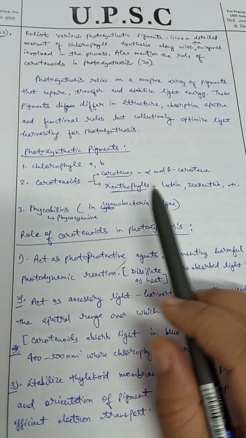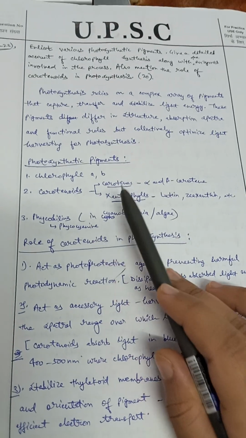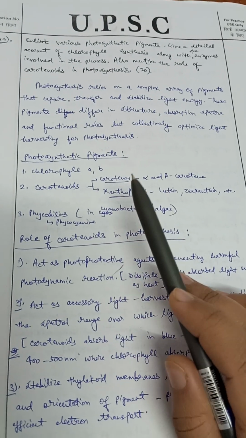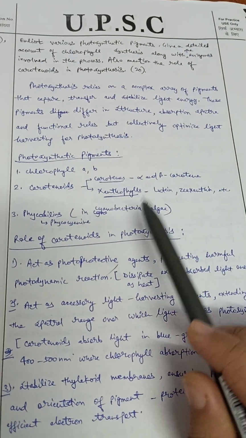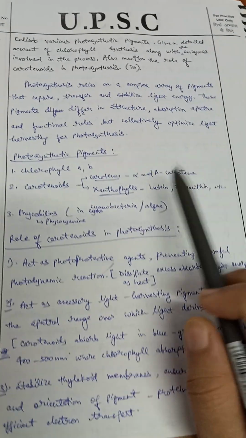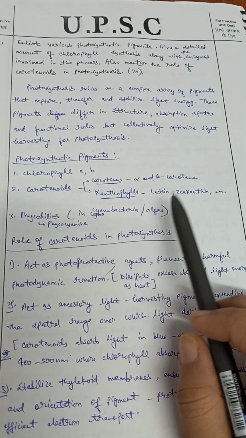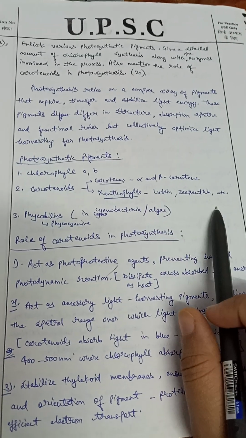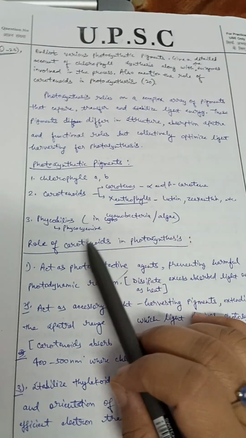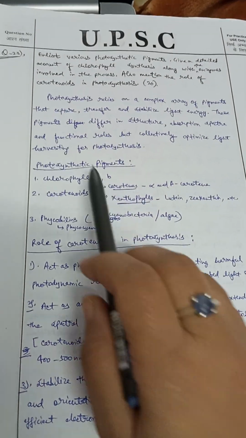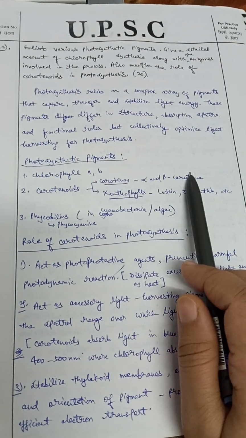So basically there are three types of photosynthetic pigments: chlorophyll A and B, and carotenoids. These carotenoids are fat soluble yellow to orange color pigments, and these are classified into two types: carotenes and xanthophylls. The examples of carotenes are alpha and beta carotene, and xanthophylls examples are lutein, zeaxanthin, etc. Then phycobilins, these are found in the cyanobacteria or algae. Example is phycocyanins. So these are the photosynthetic pigments which are responsible for the photosynthesis process.